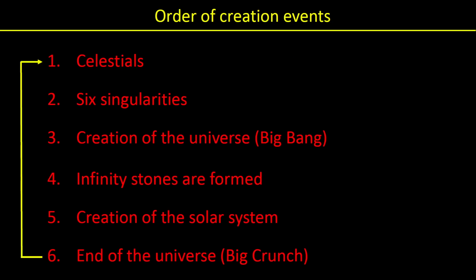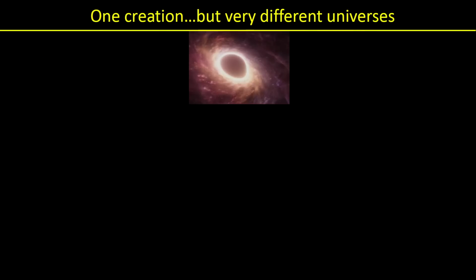Okay, so what do we do with all of this, and how again did we get our paint universe? All right, well, we have one creation, we have one beginning to the multiverse, but very, very different universes. Because keep in mind, if this black hole is representing the singularities, we don't have the stones yet. We don't have reality, we don't have time, we don't have space, etc. But more importantly, we don't have reality.